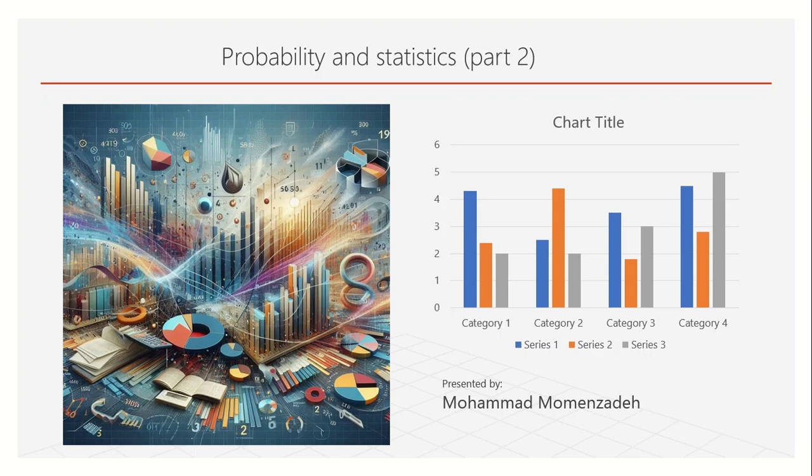Hello dear audiences, this is the second part of the probability and statistics lecture. Previously in this lecture we discussed the measures of central tendency. We talked about the mode at the end of the lecture, we discussed the concept, and in this lecture we continue our discussion.